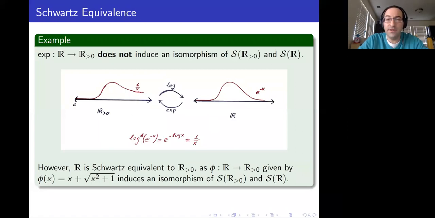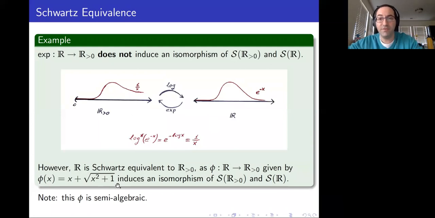And note, so how to see this is true? So first you can calculate it. It's not difficult. But we can note that this phi is semi-algebraic, right? It's not just a C-infinity diffeomorphism, it's a semi-algebraic diffeomorphism. Right, it's definable in R.